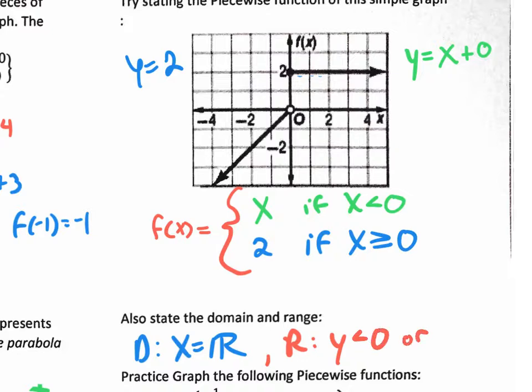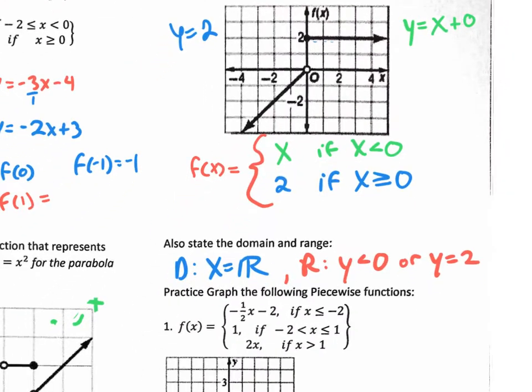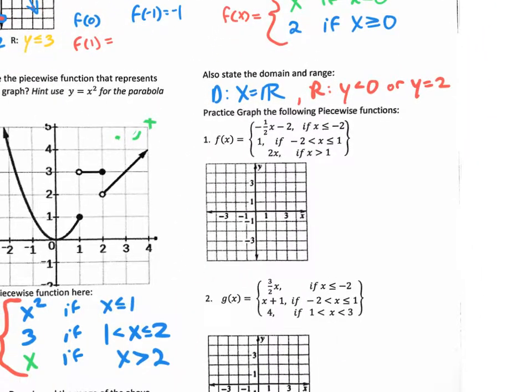Or it could also be y equals 2, because it also exists at the value of 2. It doesn't exist at 1.9, it doesn't exist at 1 or 1.5, it only exists at 2. So there's two things here, the less than 0 and also 2. Fun stuff, huh? You love it.